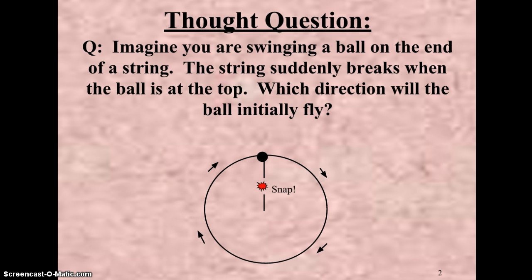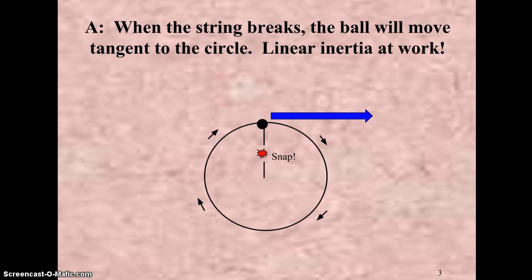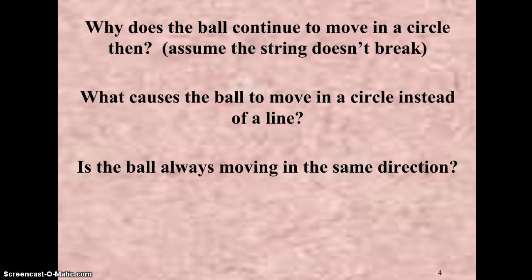Here's this picture that we have seen before. You have an object spinning around, a ball spinning around attached to a string. As it spins and spins, the string suddenly snaps. Which direction does the ball go? Well, if you remember Newton's laws and his first law, you know that it's going to continue in a straight line tangent to the circle.